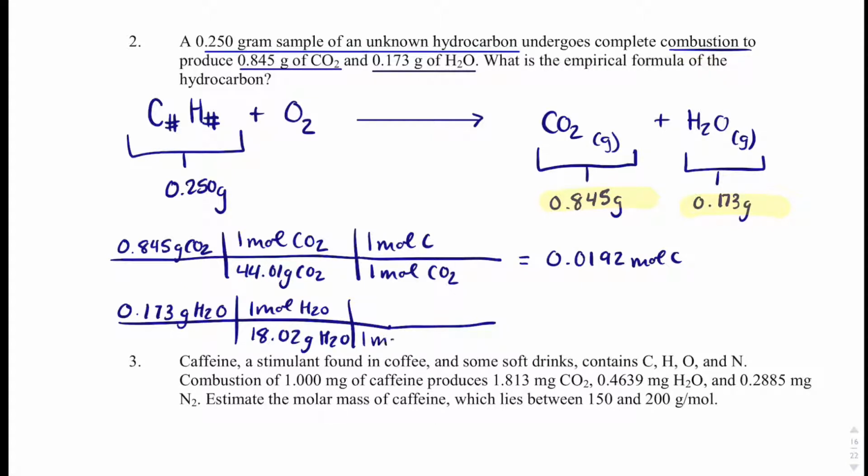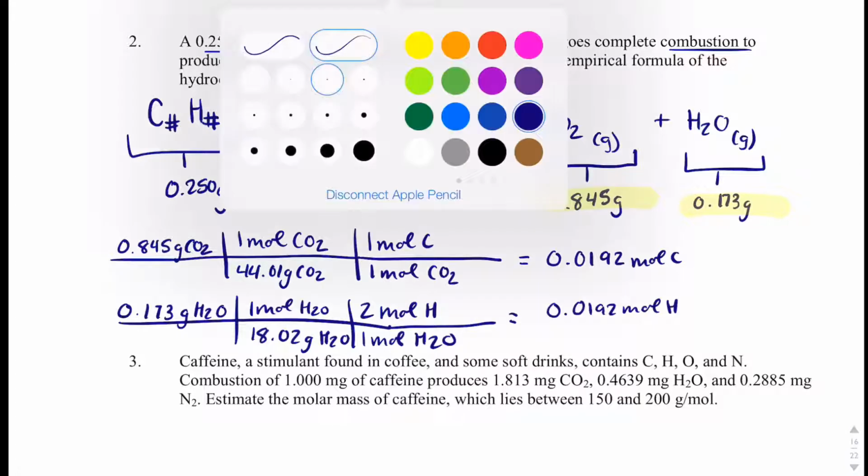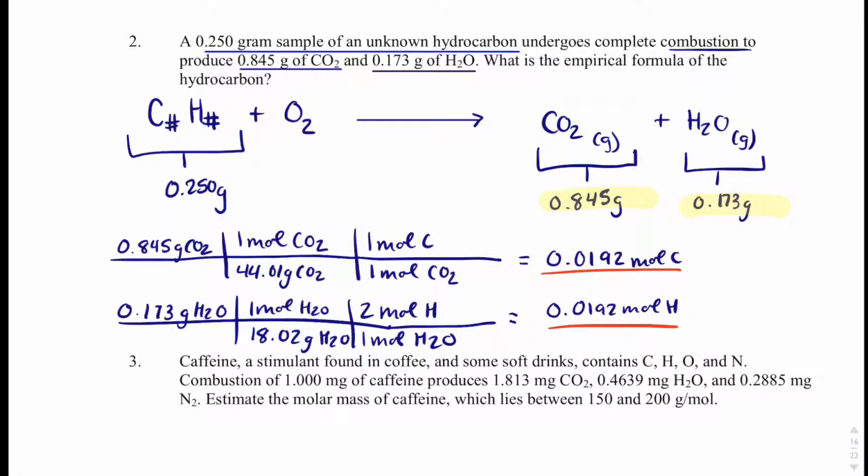And then in 1 mole of H2O, there are going to be 2 moles of H, and the reason is that there's H2O. When I math that out, I get 0.0192 moles of H. I'll divide by the smallest one, which happens to be the same for both. And so when I math that out, I'm going to get 1 for carbon, 1 for hydrogen. And so my empirical formula is going to be CH.